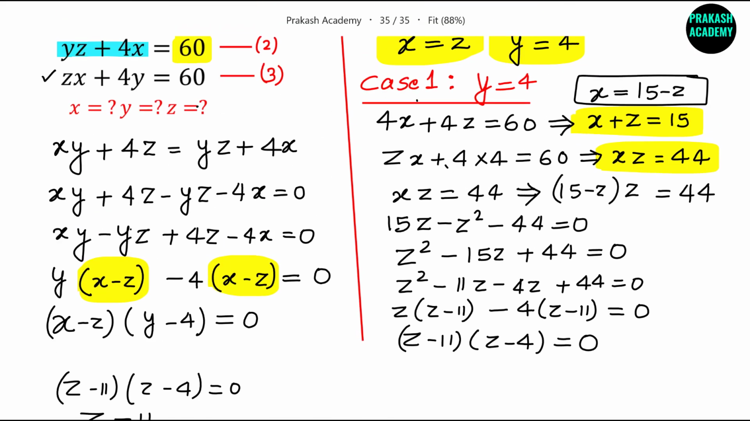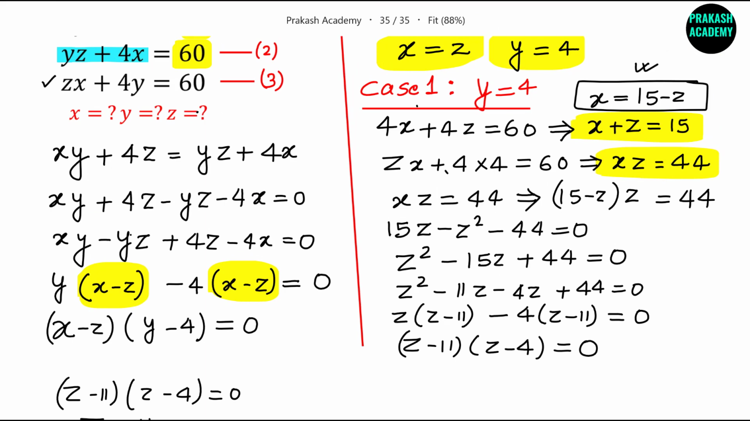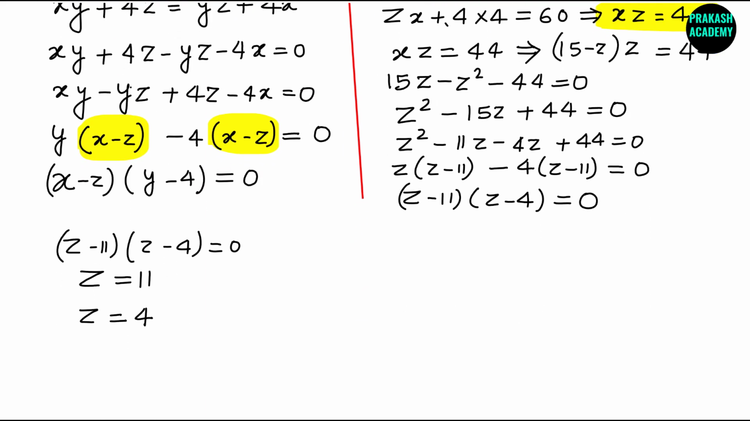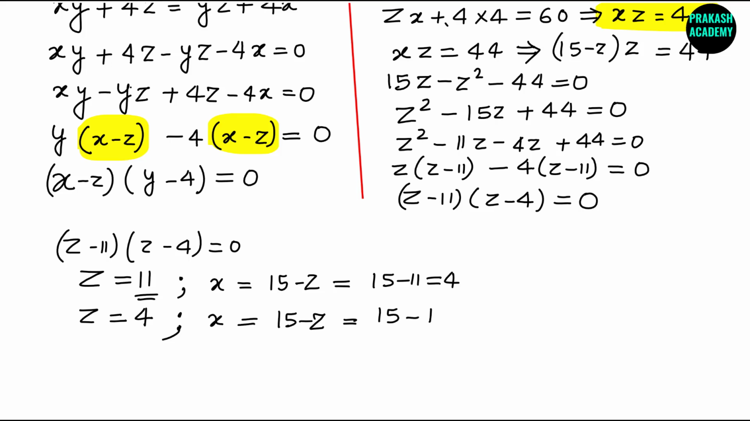Now we have a relation between x and z: x = 15 − z. So when z = 11, x = 15 − 11, which is 4. So this is one solution. Another solution is z = 4, so x = 15 − z = 15 − 4, which is 11.